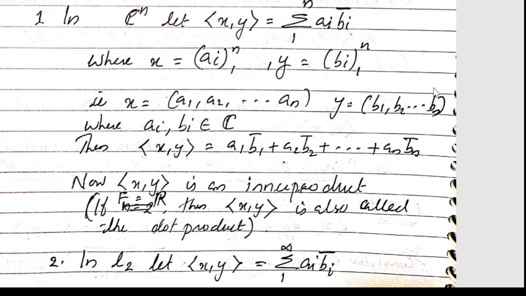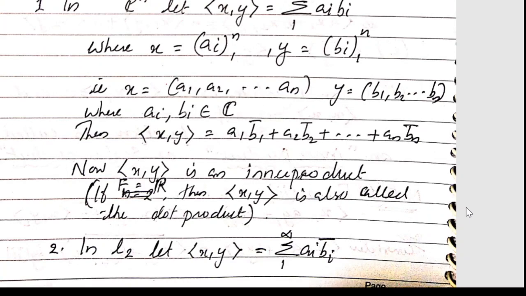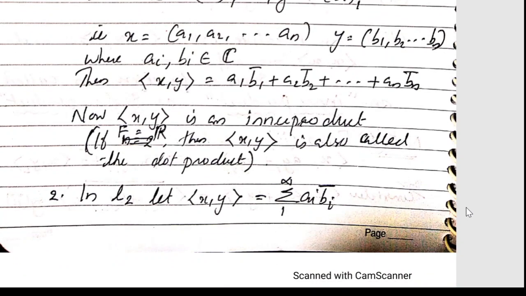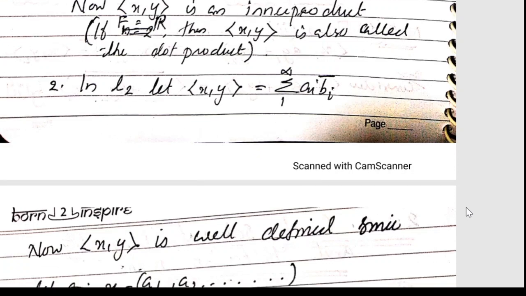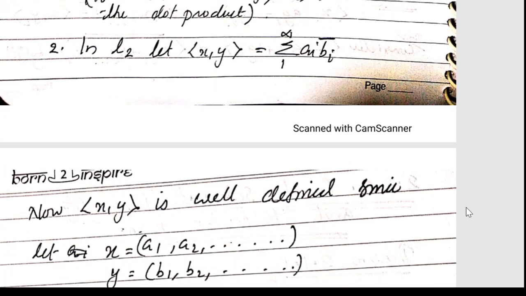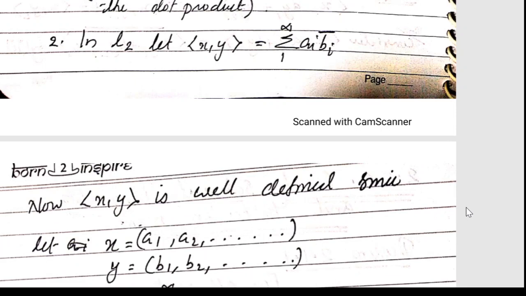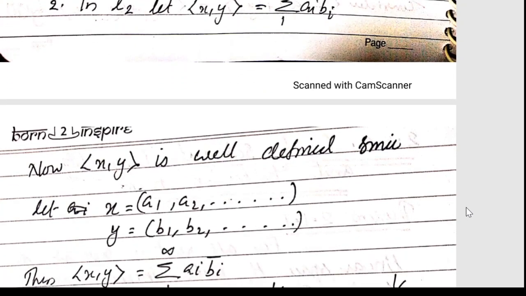Now in L2, going for one more example. In L2, the inner product of x and y is equal to sigma i equal to 1 to infinity ai bi conjugate. In that case, first of all we will say that this is well defined, since you take two elements x and y from your L2, so they should be sequences. Then the inner product of x and y is defined as sigma i equal to 1 to infinity ai bi conjugate.